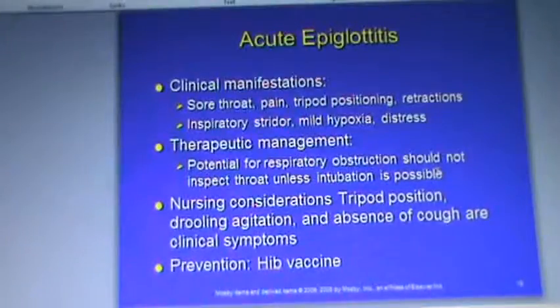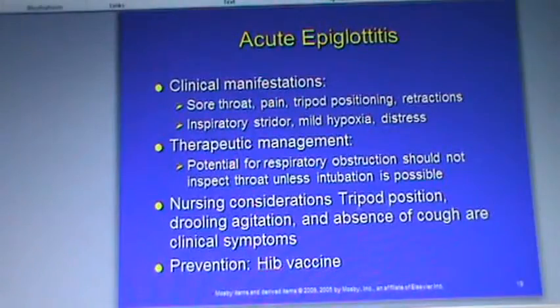So that means we don't just open up your throat and stick a tongue blade down there and look at it. If you do not have a trach around and don't have anybody to put it in, don't do it. Nursing considerations. Tripod position. What's that tripod position? Drooling, agitation and absence of cough are clinical symptoms. Prevention is the Hib vaccine, and that's given to children when they're born now.